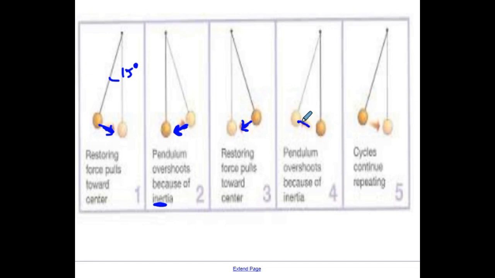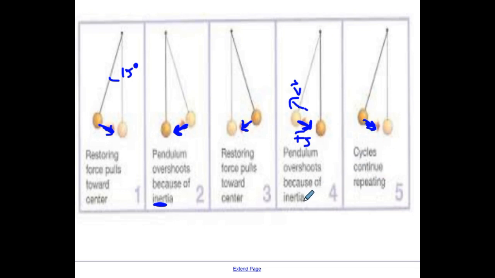Now its motion is this way, but its restoring force wants to pull it back towards the middle. So its velocity is this way, but because the restoring force is pulling in the opposite direction, it slows down, right? And then eventually it comes to a stop, and then eventually it does go back the other way.